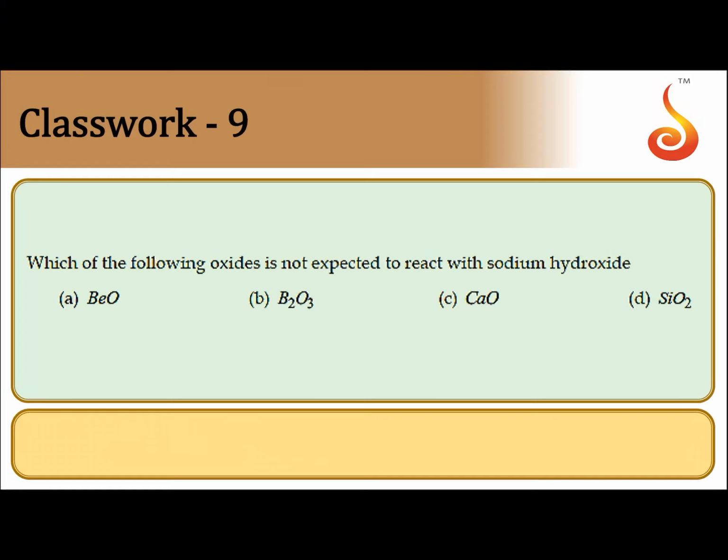Then the next one: which of the following oxides is not expected to react with sodium hydroxide? Sodium hydroxide is basic in nature, so it can't react with another base; it can react only with amphoteric and acidic oxides. If you see these options, BeO is amphoteric in nature, B2O3 is a non-metallic oxide and is acidic in nature, and SiO2 is also acidic in nature. Only CaO is a metallic oxide, which is basic in nature. Since both are of the same nature, CaO is not expected to react with sodium hydroxide.